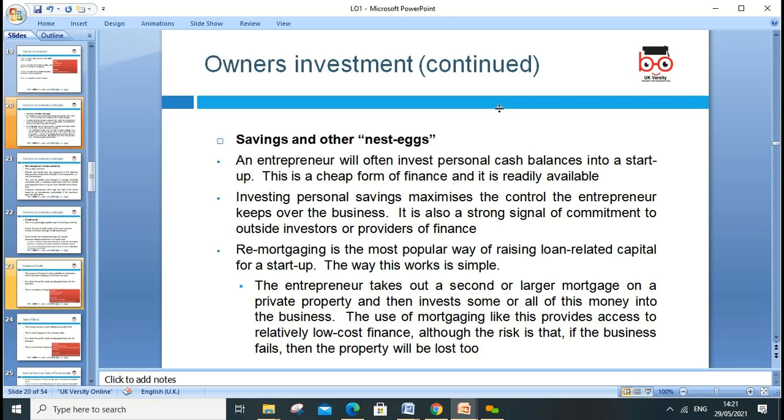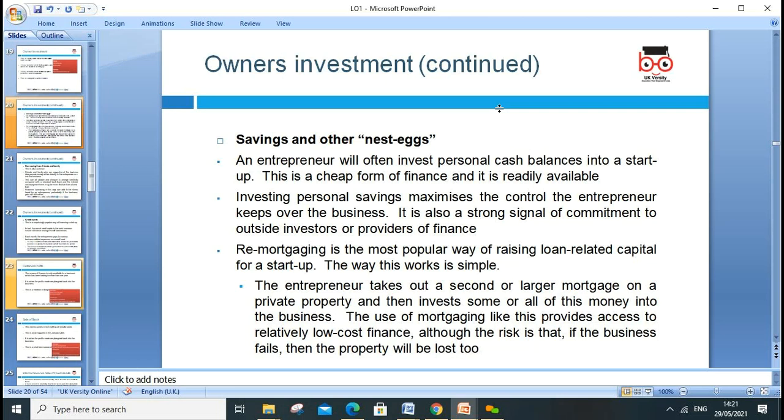Entrepreneurs often invest personal cash balances into the start-up. It is a cheaper source of finance and readily available. So investing personal savings maximizes the control entrepreneurs keep. These are the advantages.